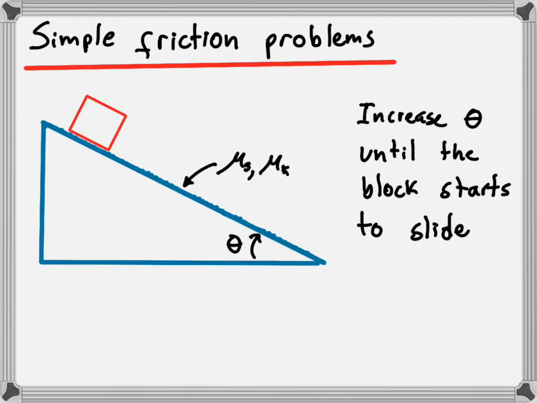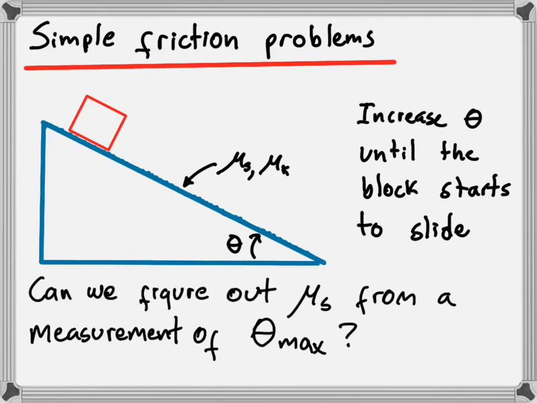So if we do this experiment, then the question we have here is whether we can figure out the coefficient of static friction if we measure the angle at which the block starts to slide. I'm going to call that theta maximum. Okay, so that's our job for this problem.